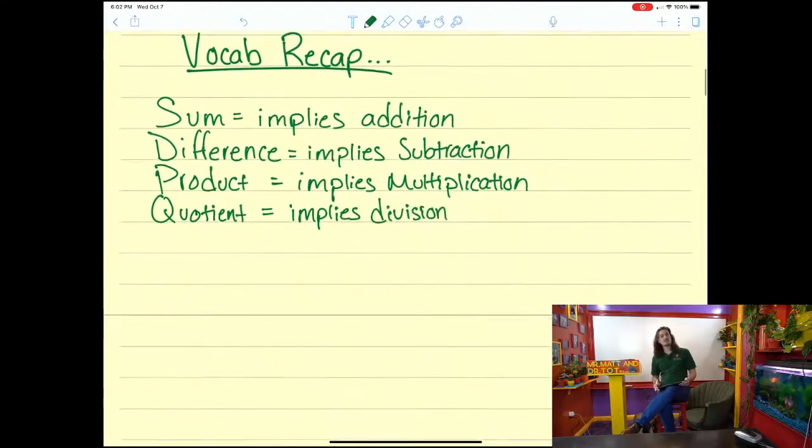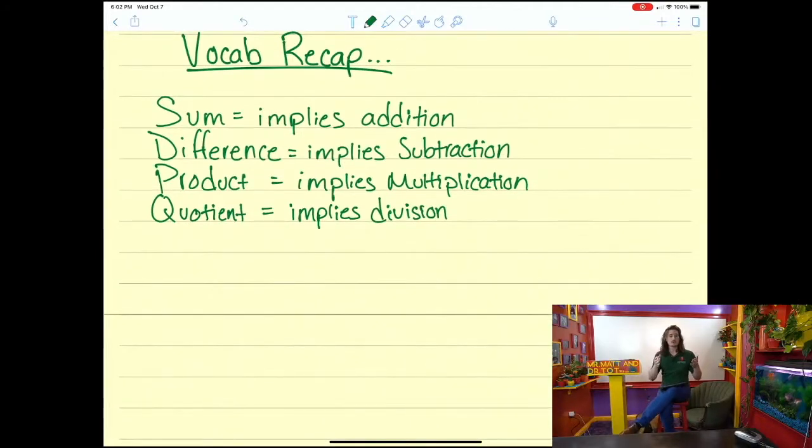Okay, so the sum of values is all of the values added up. The difference of two values is one minus the other. The product of two values is one times the other. And the quotient of two values is one divided by the other.